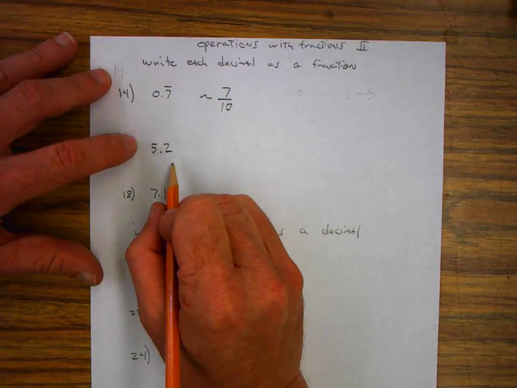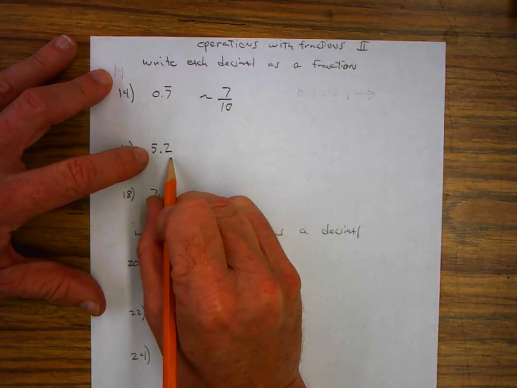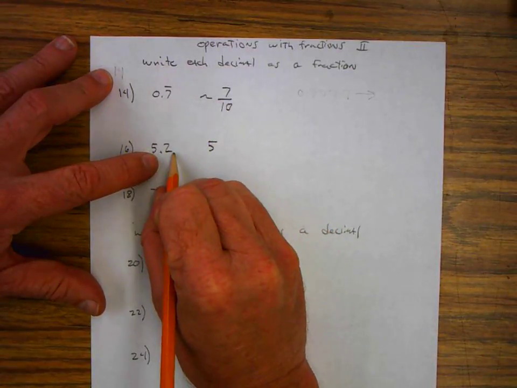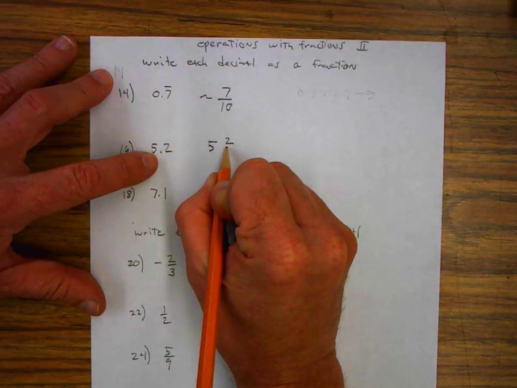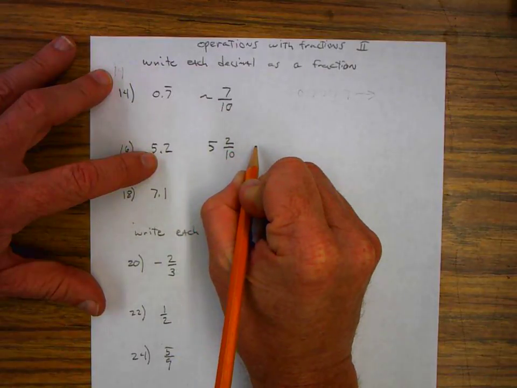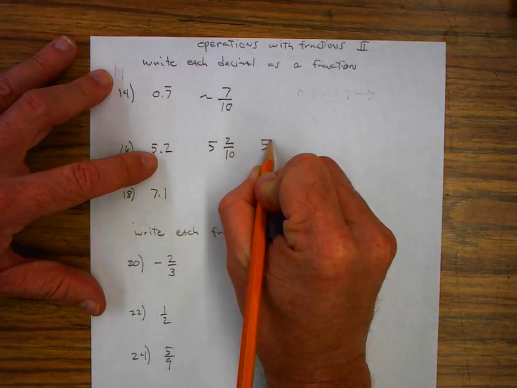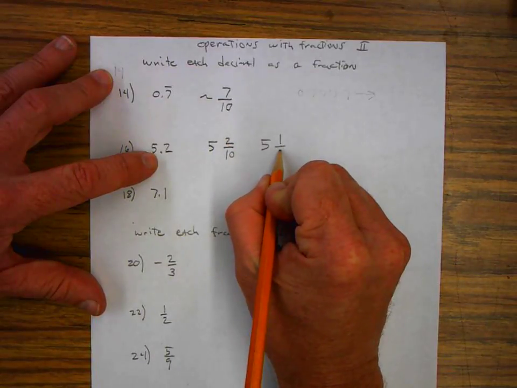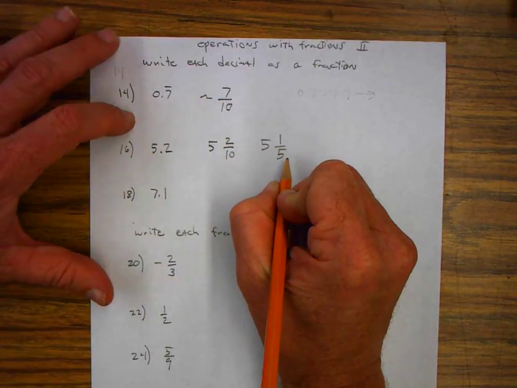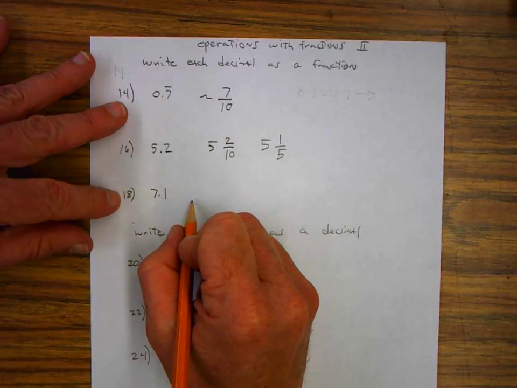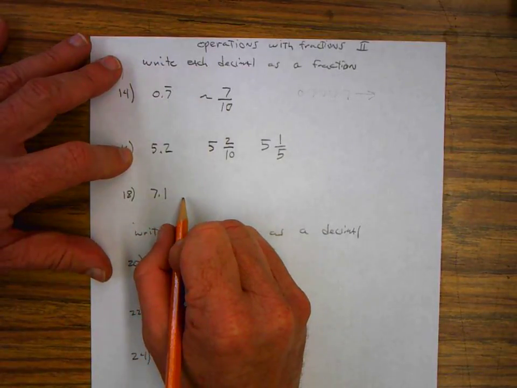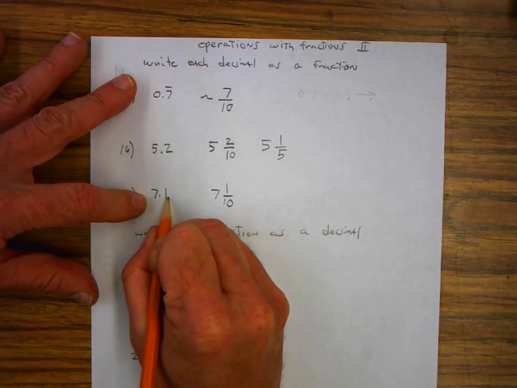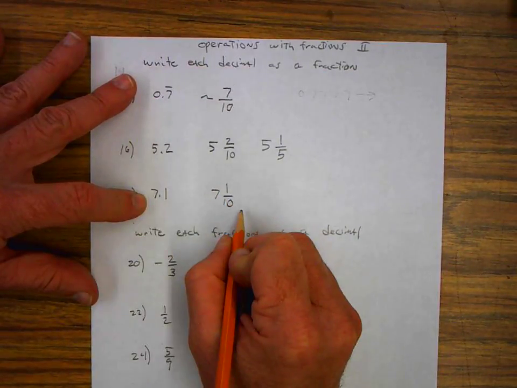In number 16, we want to write 5.2 as a mixed number. So 5 is the whole number, and we have 2/10, which can be written as 1/5, since 2 goes into 2 once and 2 goes into 10 5 times. So it's 5 1/5. On this one, we got 7.1, which is 7 1/10, because it's at the tenths place, and that's our answer.